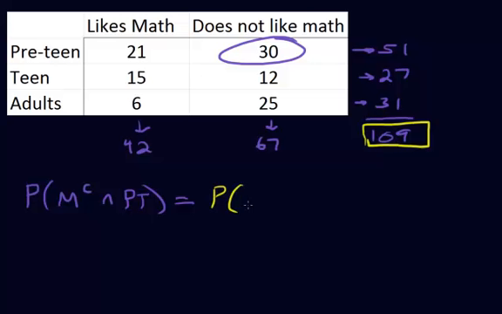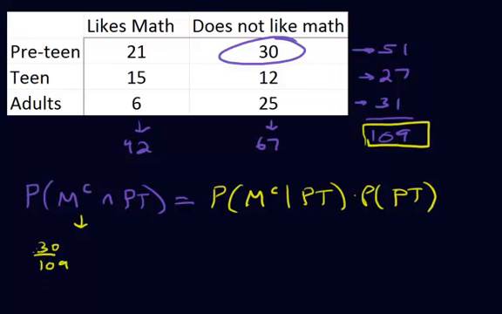It could be this. I guess that's one way of doing it. All right, so let's see if we get the same answer. So the answer we want is 30 out of 109. All right, so this is one way of writing the conditional probability formula.